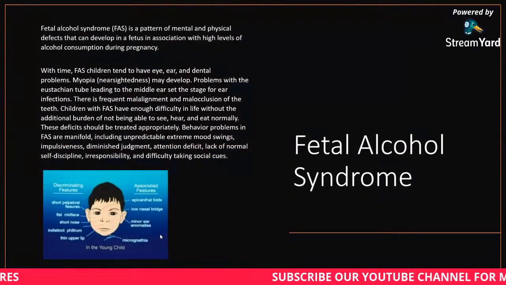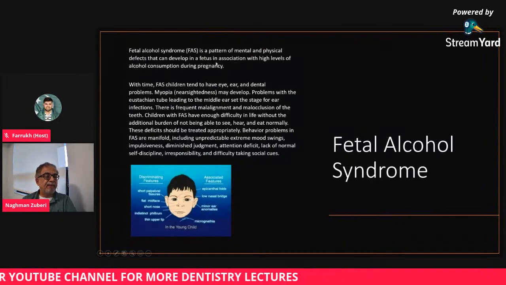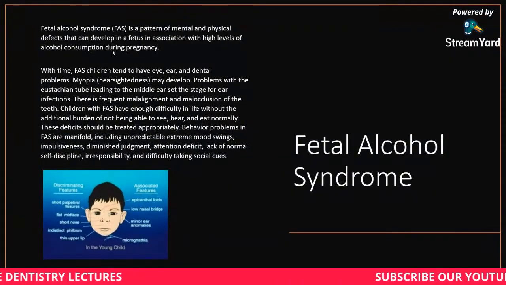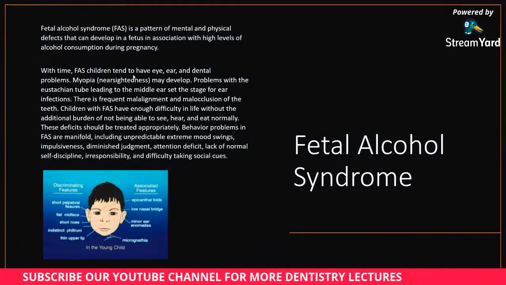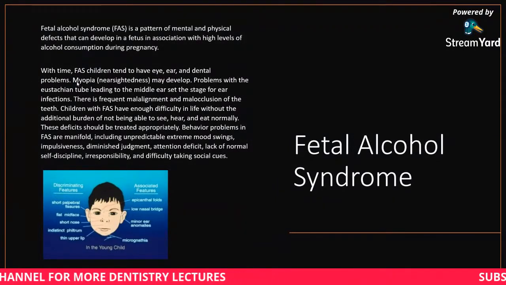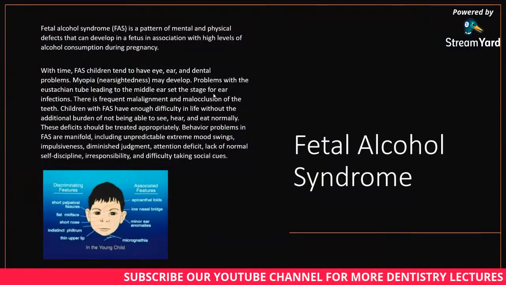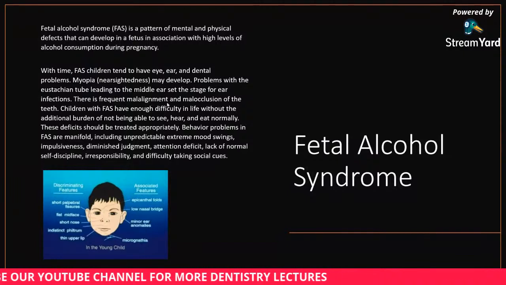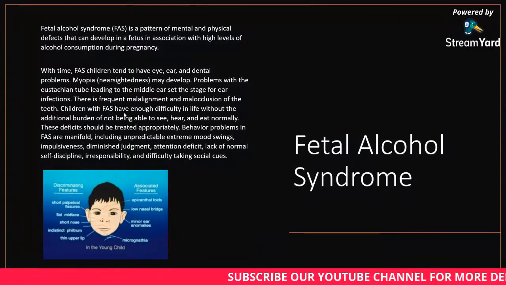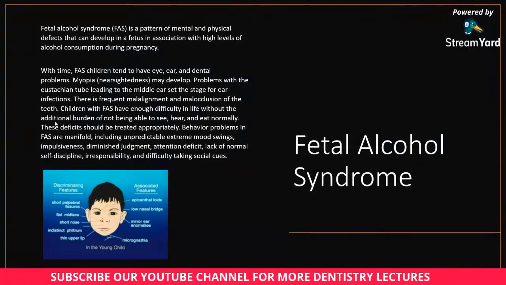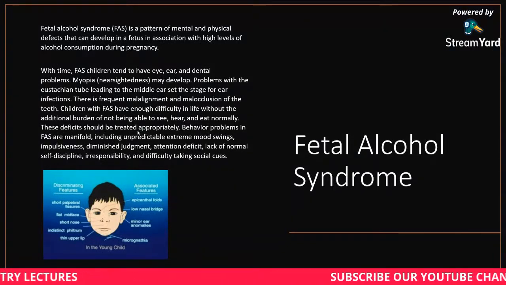Then comes fetal alcohol syndrome. Fetal alcohol syndrome is a pattern of mental and physical defects that can develop in a fetus in association with high levels of alcohol consumption during pregnancy. With time, these children tend to have eye, ear, and dental problems. There is myopia, and problems with the eustachian tube lead to ear infections. Then there is frequent malalignment and malocclusion of the teeth. Children with fetal alcohol sequence or syndrome have enough difficulty in life without the additional burden of not being able to see, hear, and eat normally. These deficits should be treated appropriately.